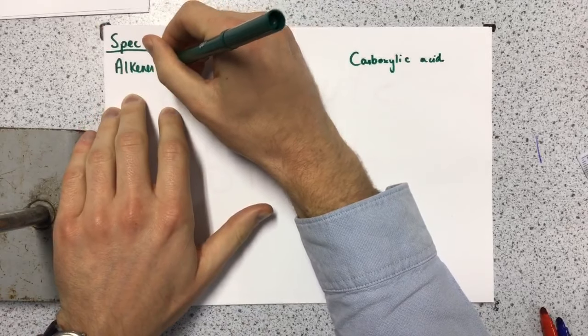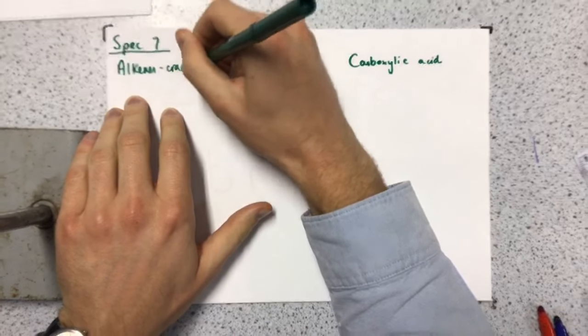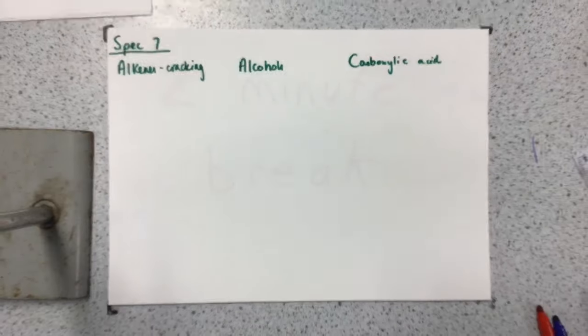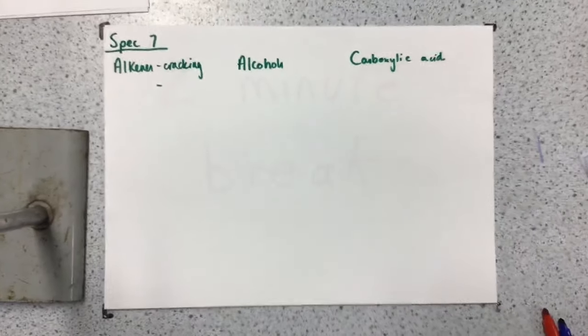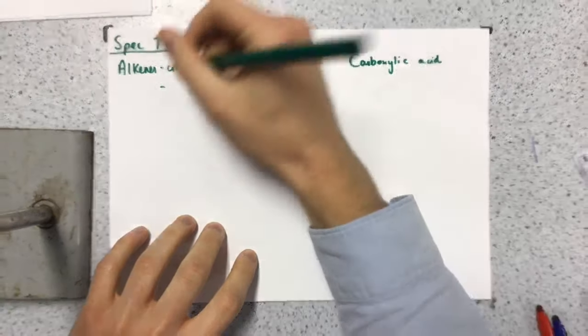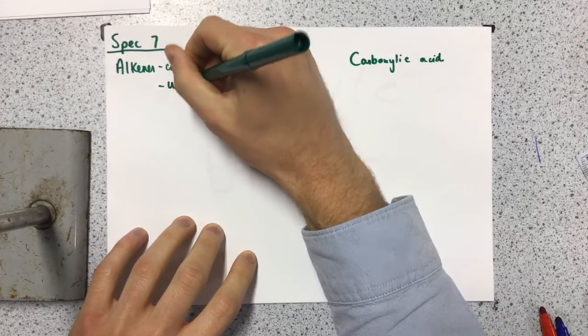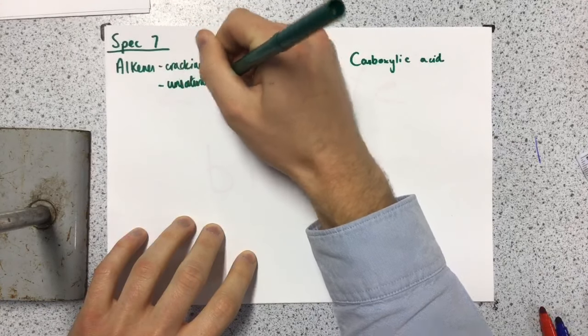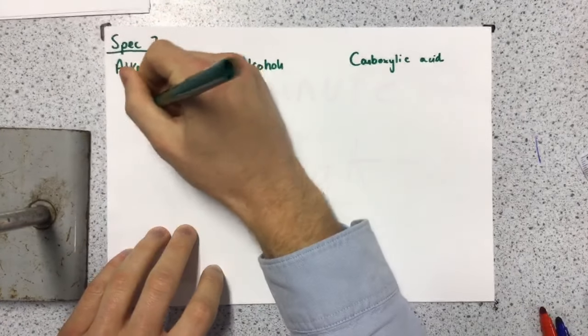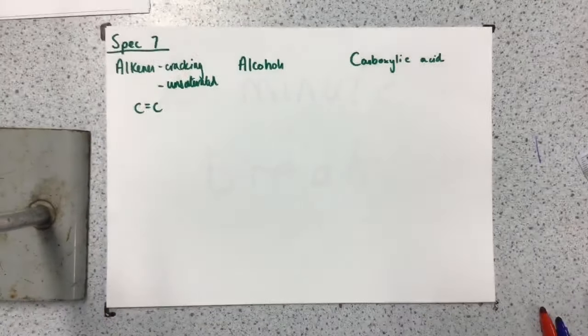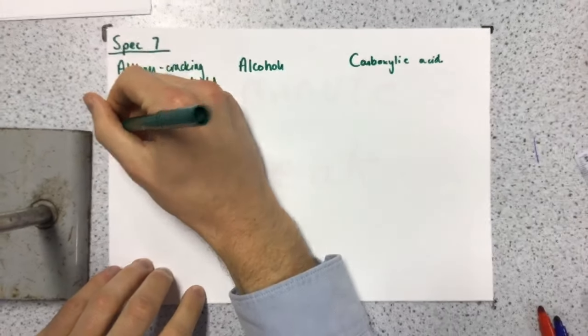Just remembering that you're getting this from cracking. So you're cracking a longer chain alkane. It's a cracking process. You then get a shorter chain alkane and you get the alkene. And just remember that it is unsaturated. Just a bit of a recap there. Now, alkenes, remember it's a carbon-to-carbon double bond. And then there's some reactions that you need to know for some of these.